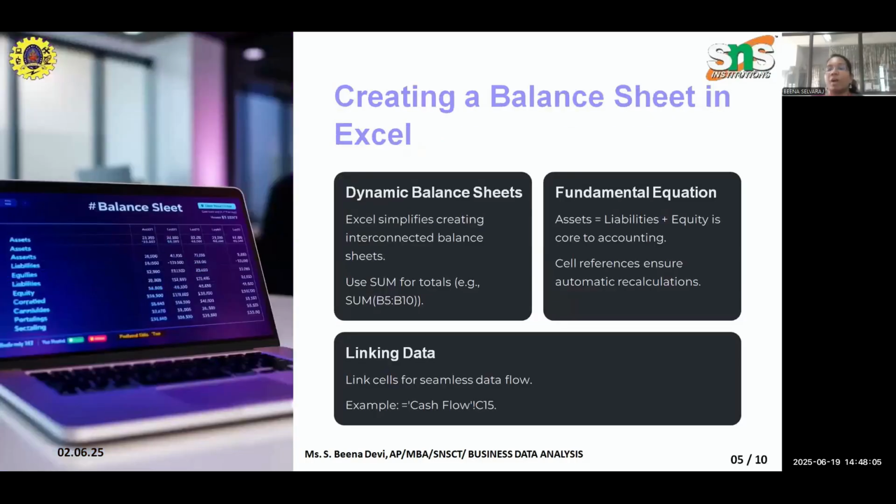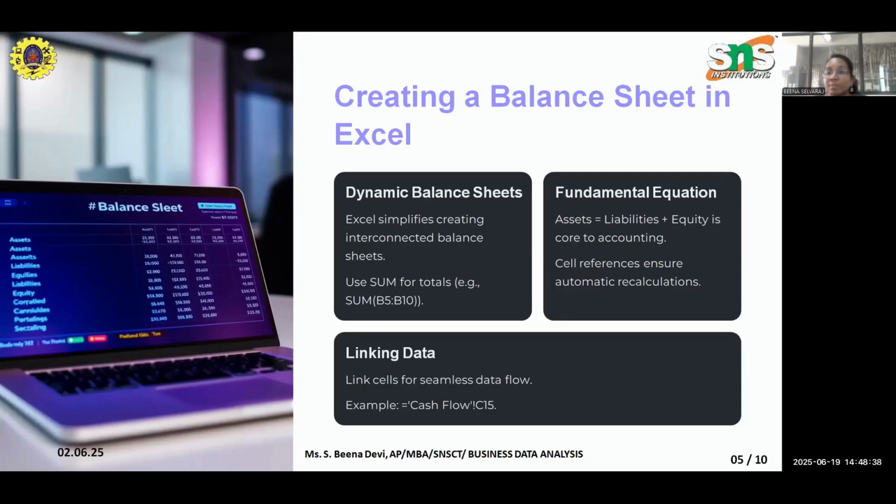So that is creating a balance sheet. How are we going to create a balance sheet? Whenever we are working in an organization, we will be creating a balance sheet. So how can we use Microsoft Excel in creating a balance sheet? First, Excel simplifies creating an interconnected balance sheet. For example, if you want to sum, subtract, multiply or divide, all four kinds of important formulas can be implemented in the balance sheet.